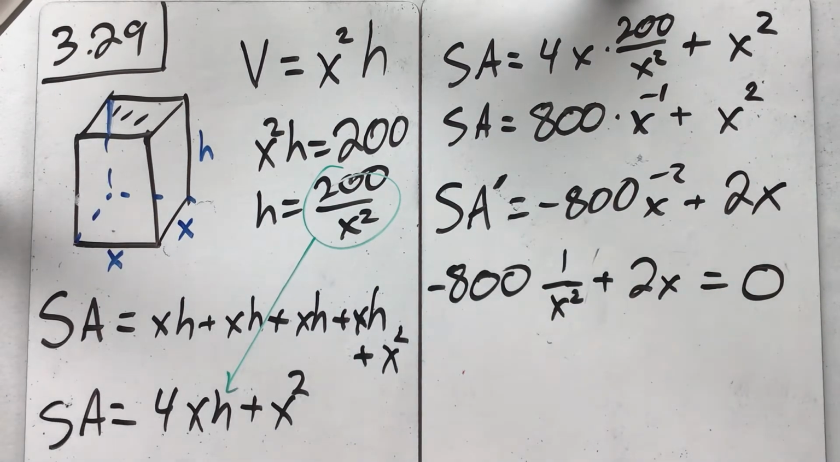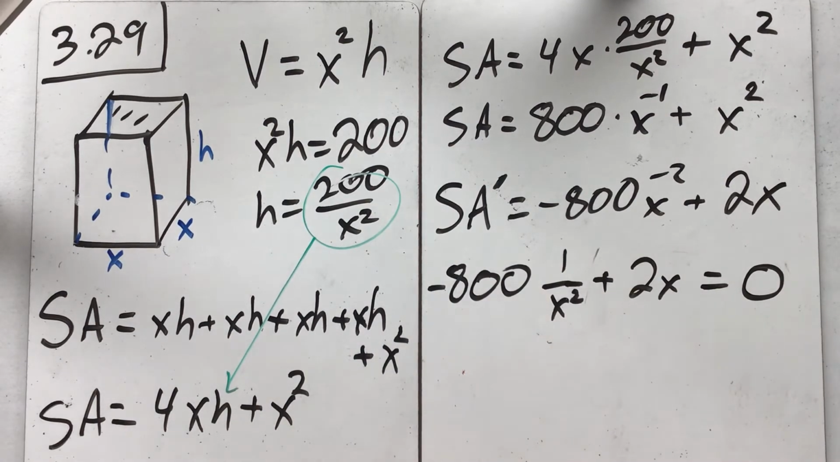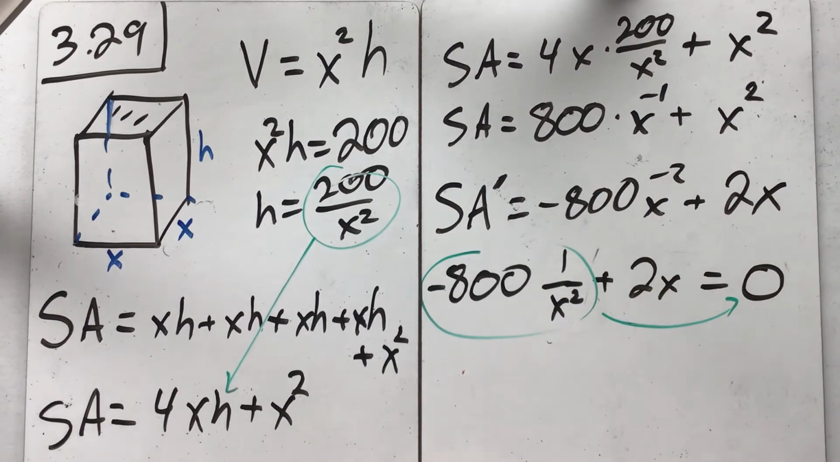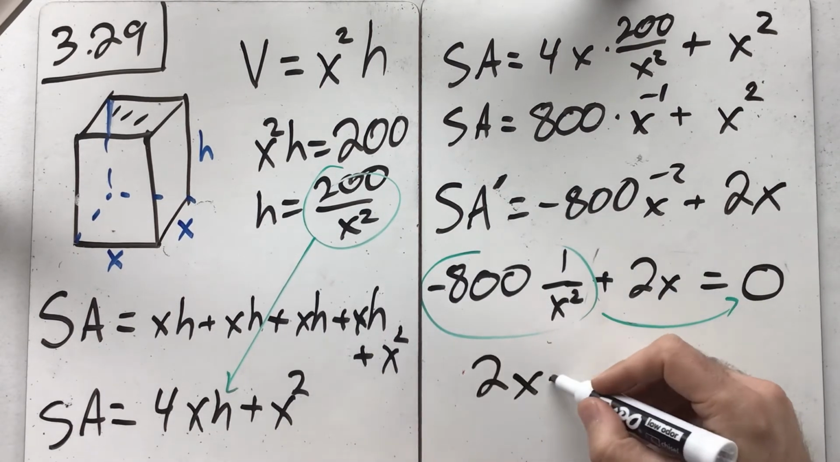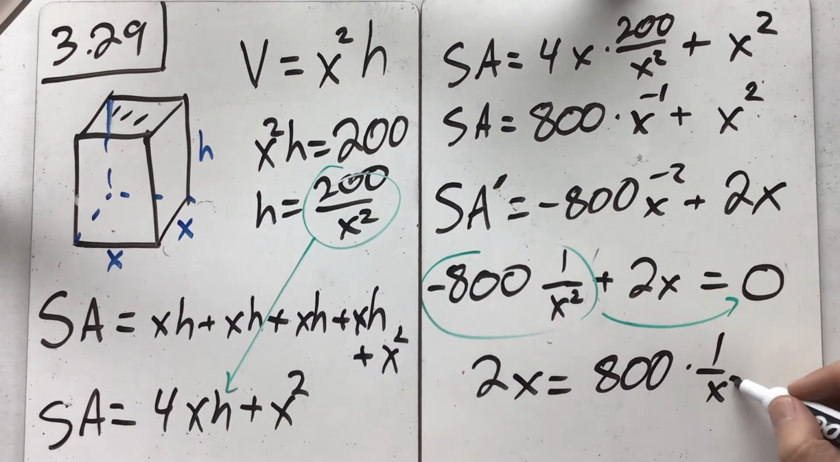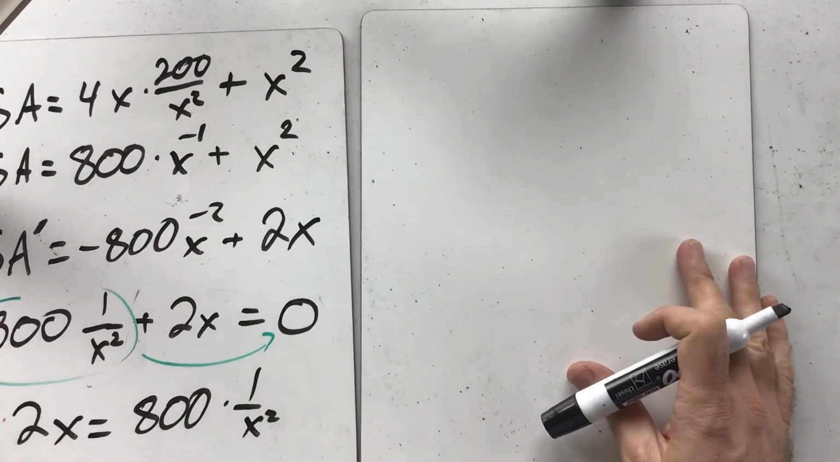Okay. All right, so the simple thing I'm going to do is I'm just going to add my 800 to this other side. So I'm just going to take this and add that over to the other side. And now what I've got is 2x equals 800 times 1 over x squared. And now I feel like I'm getting pretty close. But let's keep going and see if I can get there.